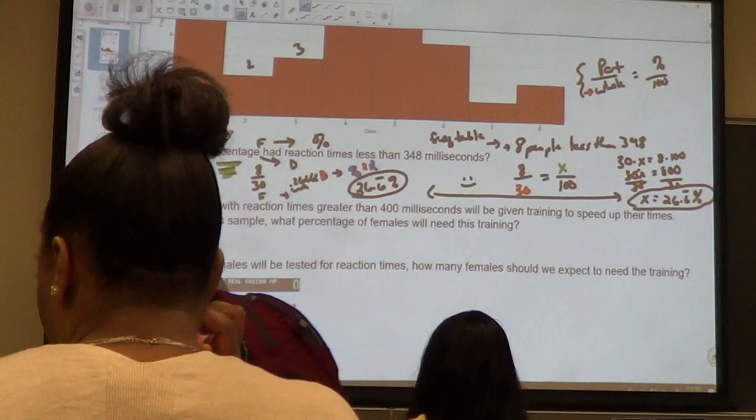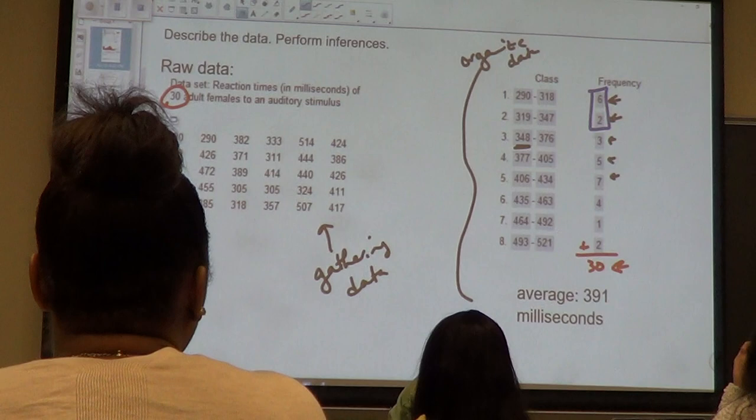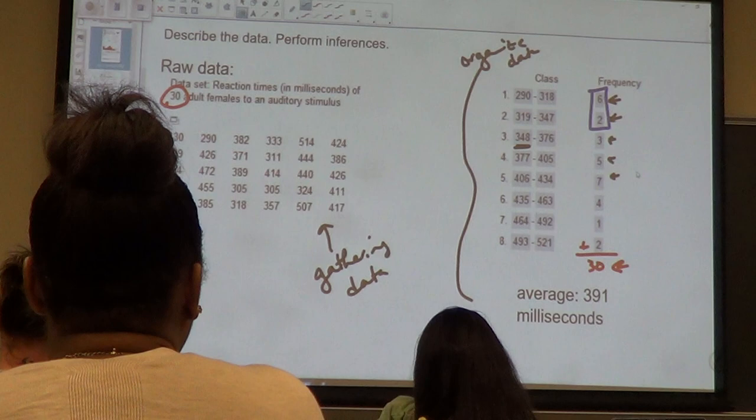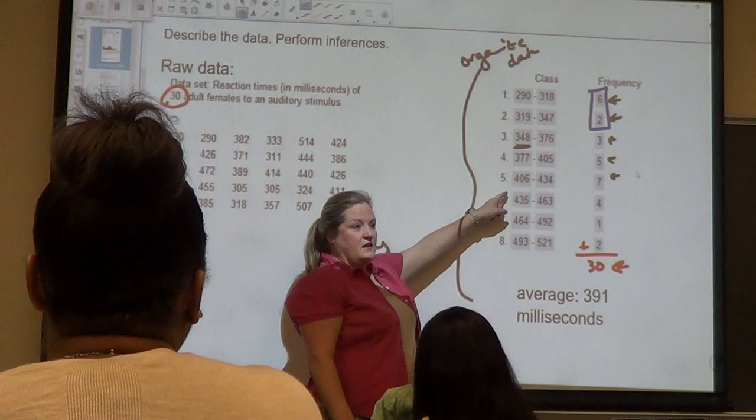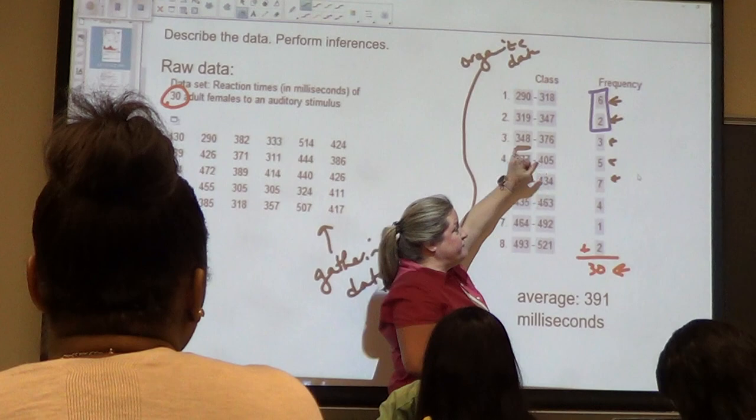No. Okay, so if I go to the next one, is it going to be easy to get our data off of here? Let me ask again. No. Why? Because 400 is not a good stopping point. 348 was a good stopping point. 400 is in the middle of that class.